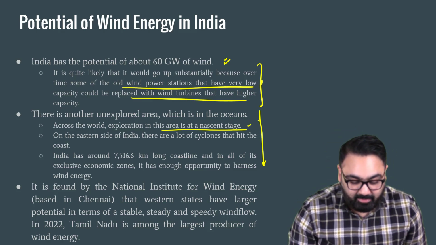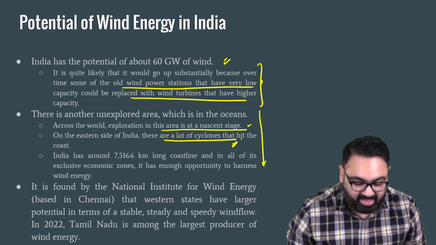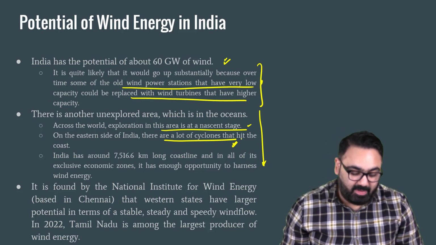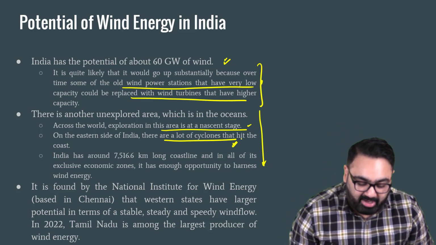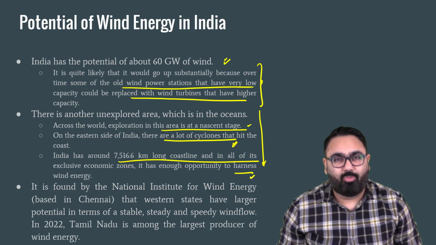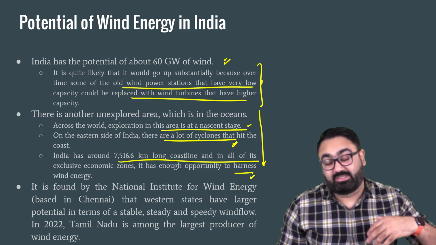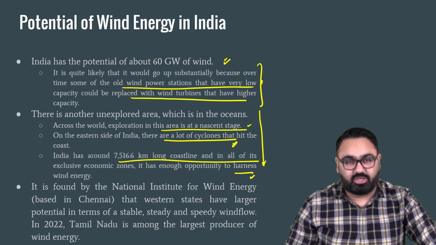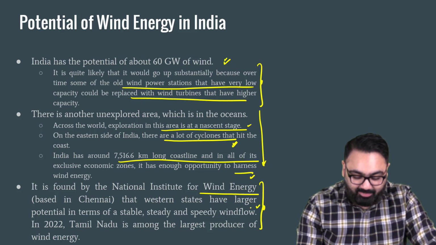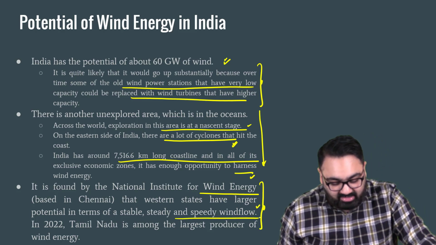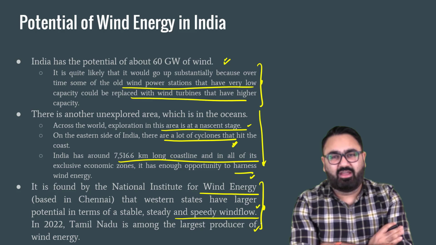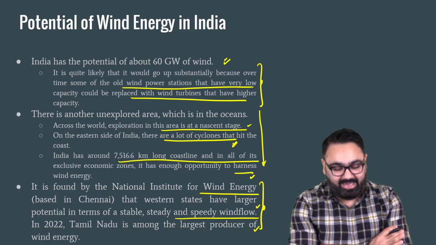In eastern part, because there are a lot of cyclones, we have to be very, very careful. You can't really have infrastructure that can hurt other people in times of cyclone, etc. Because India is bestowed with a very long coastline, we have an opportunity to make use of it and exploit it, or explore it rather, for wind energy production. It has been found by National Institute of Wind Energy that western states have much larger potential in terms of stable, speedy and steady wind flow. As I told you, Tamil Nadu, Gujarat are the prominent states where wind energy production is high in India.